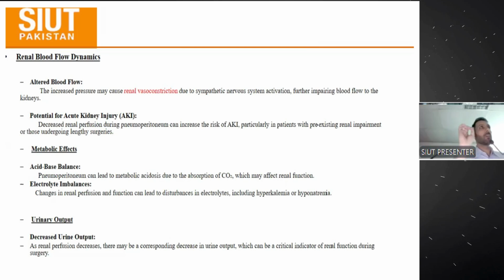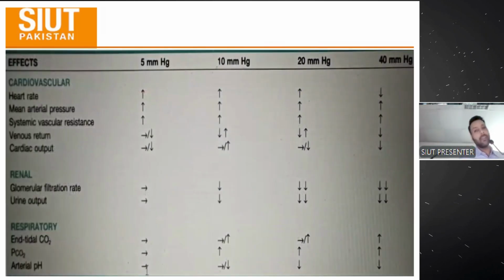So the cardiac changes, the respiratory changes, and the renal blood flow changes. These are the three important things that happen during a laparoscopic procedure. And all of these should be known by the surgeon in order to carry out a safe laparoscopic surgery. Not that laparoscopic surgery is not safe. It's usually safe if you know all the parameters.